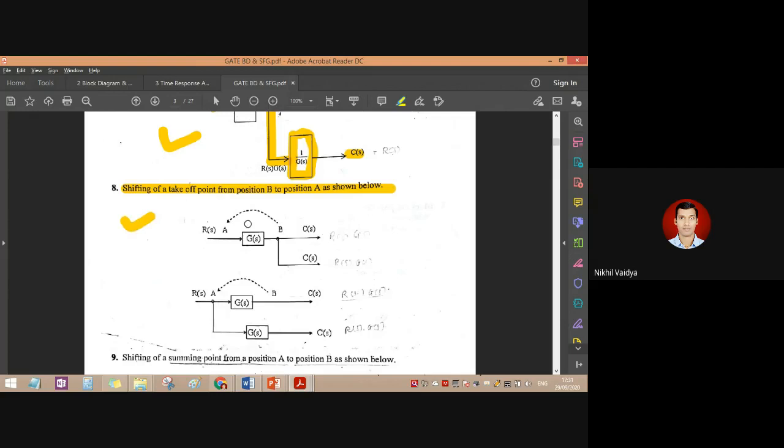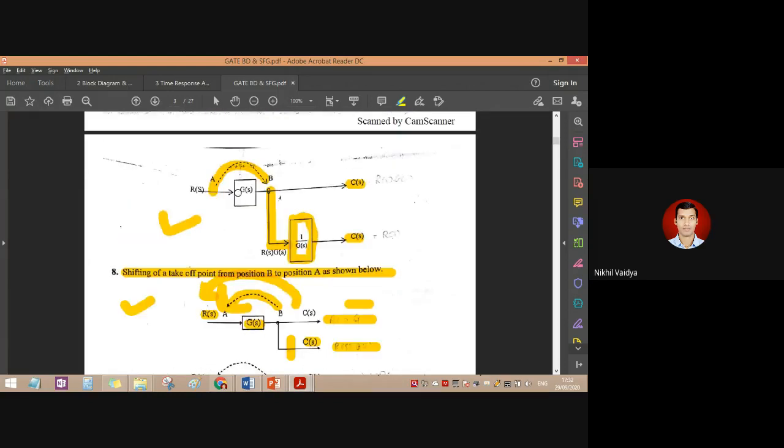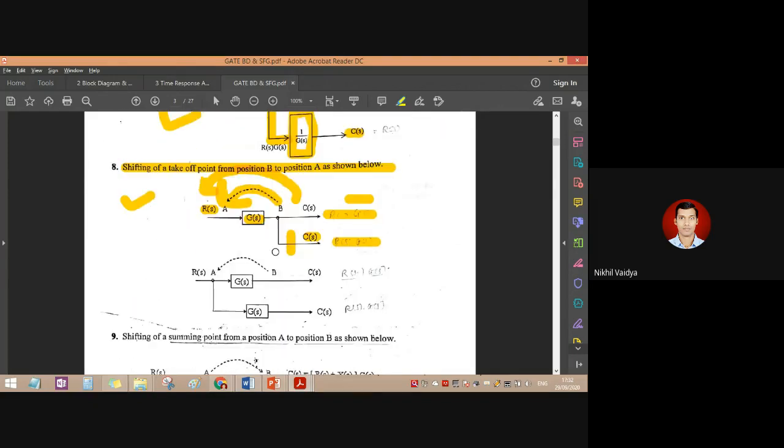Now after shifting this, again we want to shift it from this position to this position. So what changes should we make? Again, C of S is equal to R of S into G of S, which we have written here. And similarly, C of S is equal to R of S into G of S only here, because we have not considered this block. So now we are checking the rule when we shift the takeoff point before the block. Previously we had shifted the takeoff point after the block. Now we are shifting this takeoff point before the block.